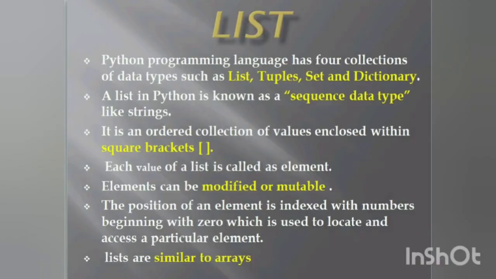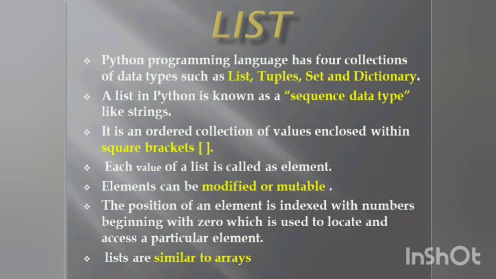List. Python programming language has 4 collections of data types such as list, tuple, set and dictionary. A list in Python is known as a sequence data type like strings. It is an ordered collection of values enclosed within square brackets. Each value of a list is called an element. It can be of any type such as numbers, characters, strings and even a nested list as well. Nested list means what? A list within a list.